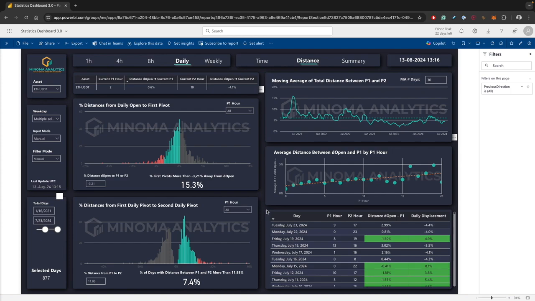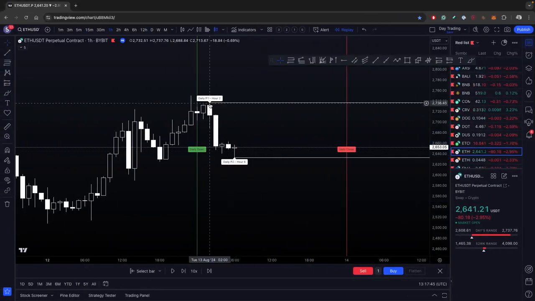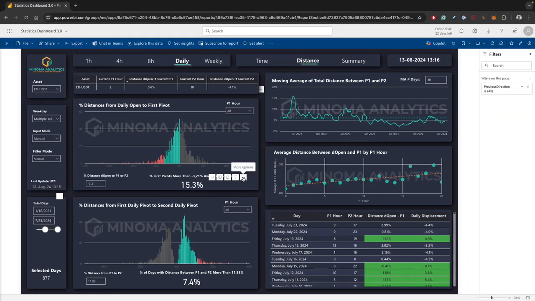But here's the kicker. We know some more information. We know that P2 is at hour 6, right? What we could ask ourselves is, is there any difference for how far a P1 is from daily open if it gets put in around hour 6, so to say? Does it matter when the pivot is being put in? I'm just going to show you by an example to make it clear.